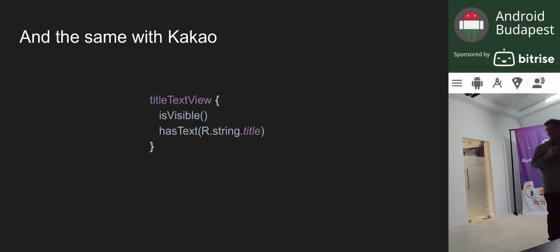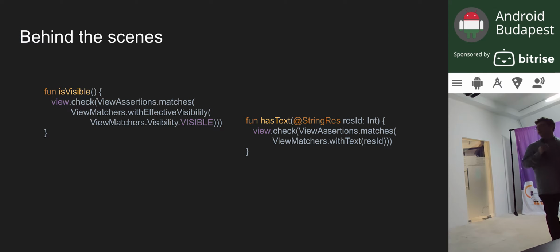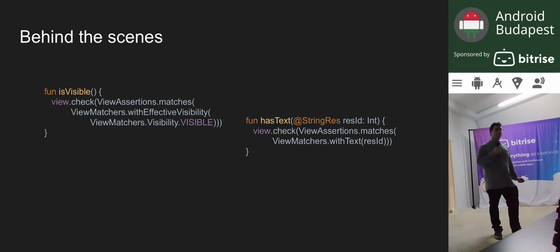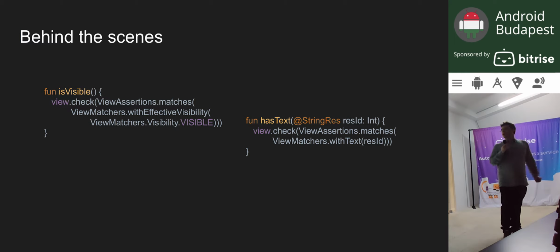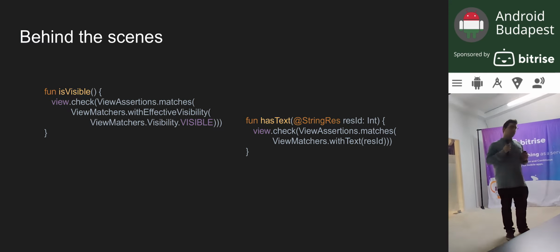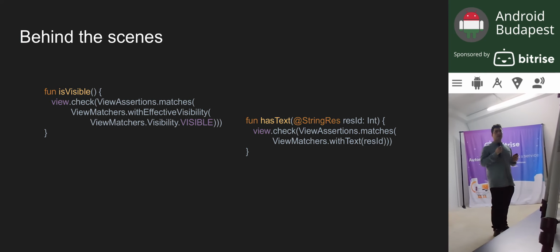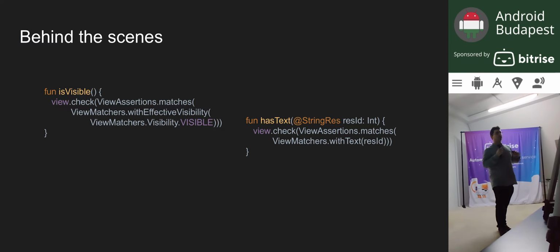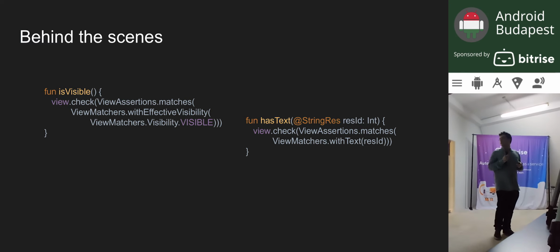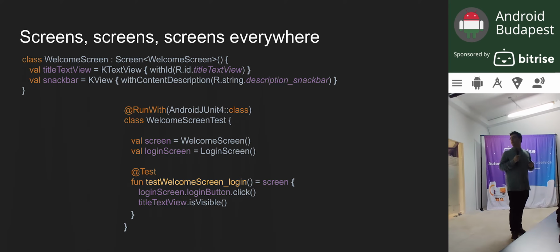So yeah, if we check these two methods and their implementation, then we can see that the isVisible and hasText functions are actually doing the same as what we did previously with Espresso. So these are the same view matchers coming from Espresso. So the first great thing is that Kakao is actually an abstraction on top of Espresso. But this is not even the cherry on top.